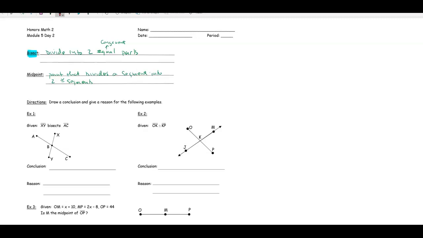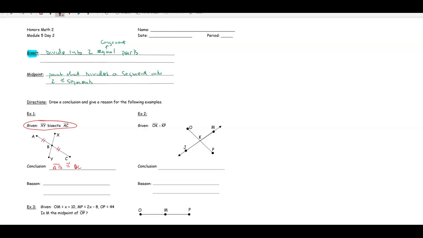So right away here, one thing we do in geometry where we're heading is proofs, and you have to know how to find a conclusion based off of a given statement and give the proper reason. If we're given XY bisects AC, what can we conclude from that? Well, since XY bisects AC, it cuts AC in half. So we could conclude that AB is congruent to BC. But we almost have to be like lawyers here and give a reason why.